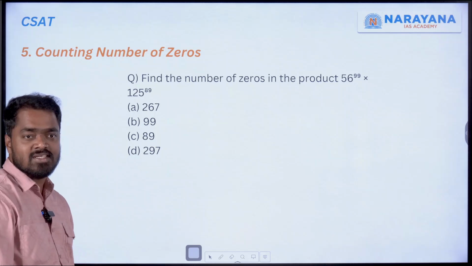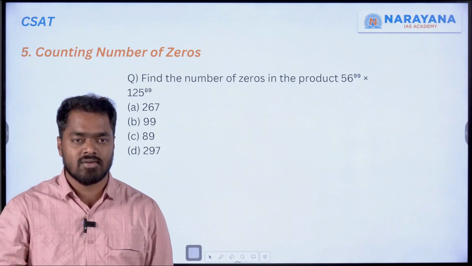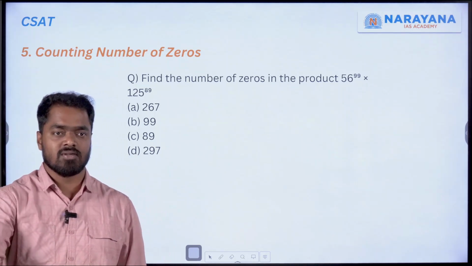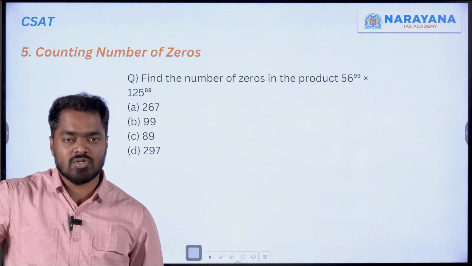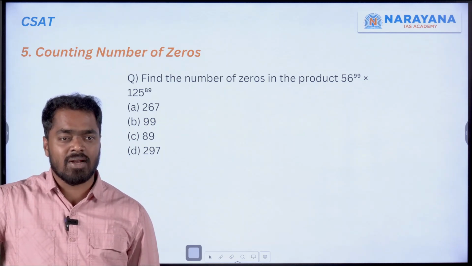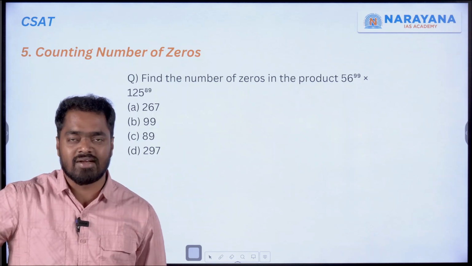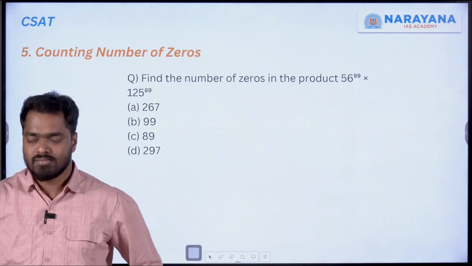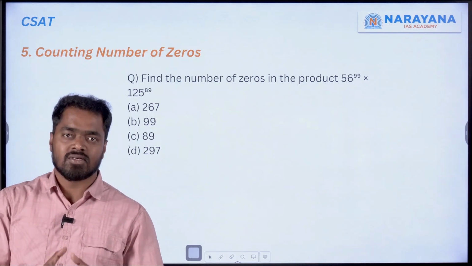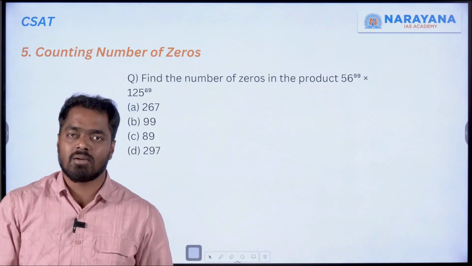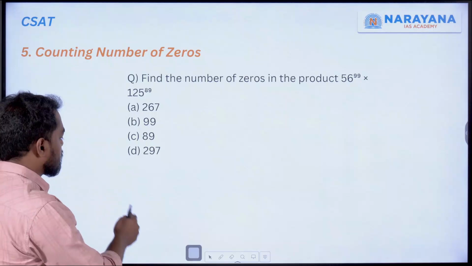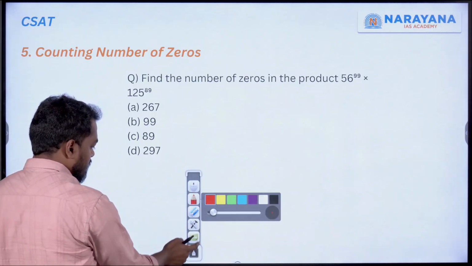Using a similar concept, try to solve this question. Find the number of zeros in the product 56 to the power 99 multiplied with 125 to the power 89. Apply the same concept. Try to find the number of 2 and 5 pairs. Then you will get the number of zeros. Okay, let's solve this one.